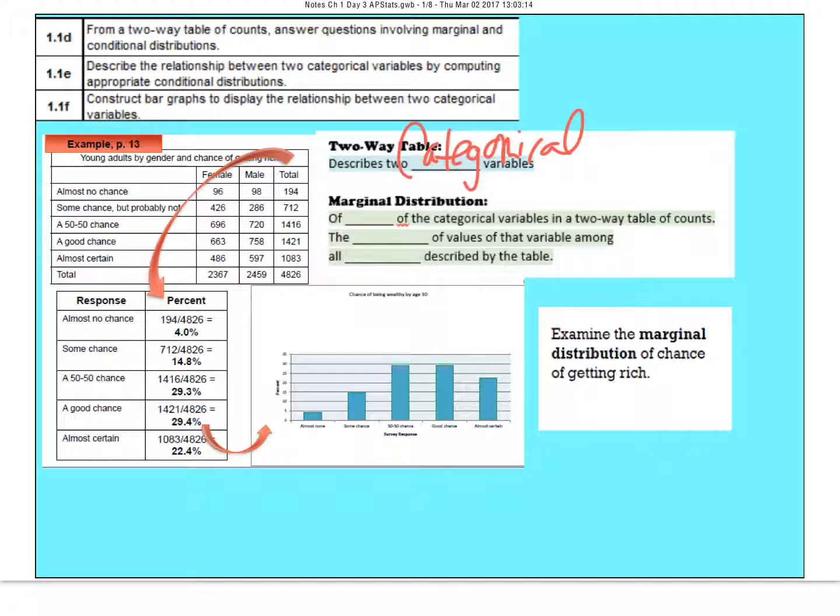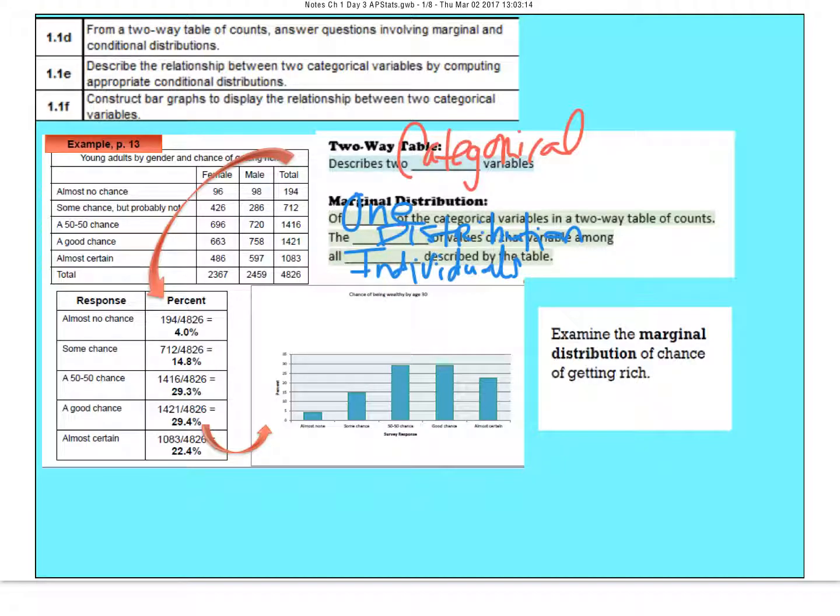Now, the marginal distribution is of one of the categorical variables in a two-way table of counts. You're going to look at the distribution of the values among all of the individuals described in the table. So in this table, they computed the marginal distribution of your chances of wealth by gender. If they asked you to make a marginal distribution for this, we could do it with respect to counts or with percentages. This is already set up by counts. The marginal distribution is by your wealth chances, and this would be the total count. Marginals are for totals in the table.